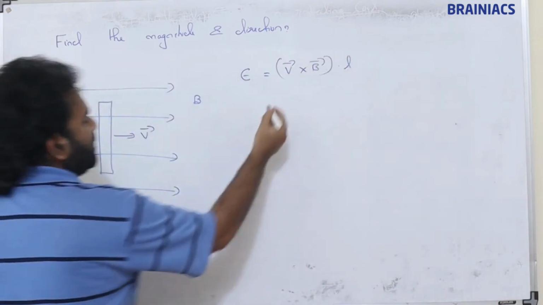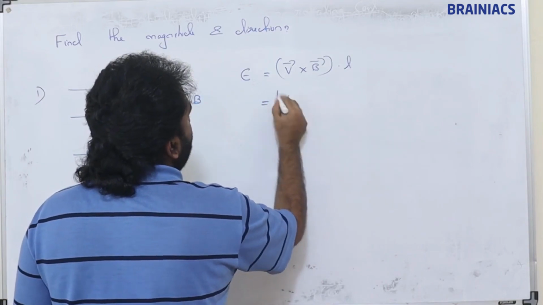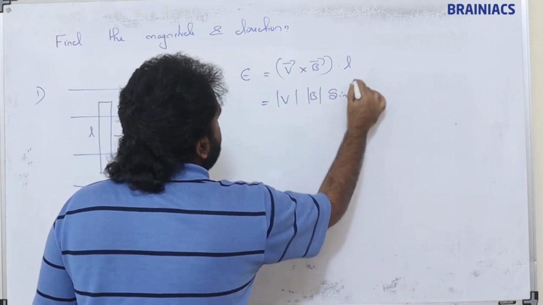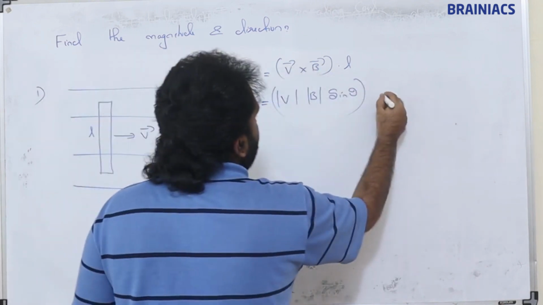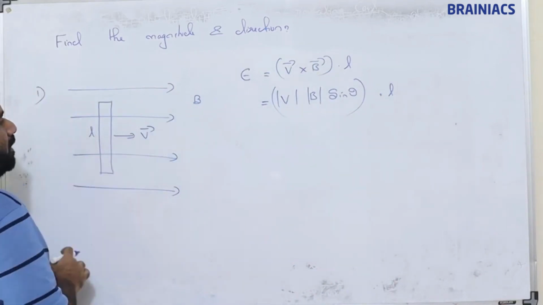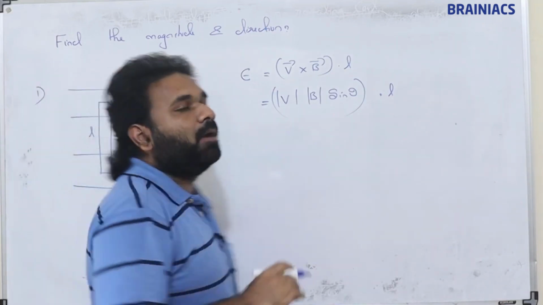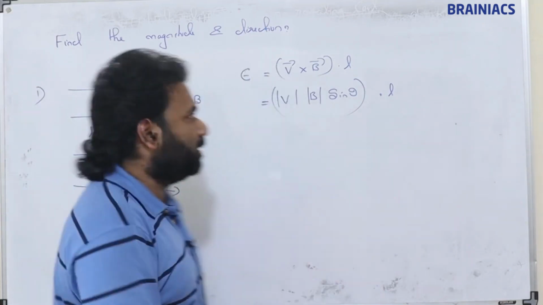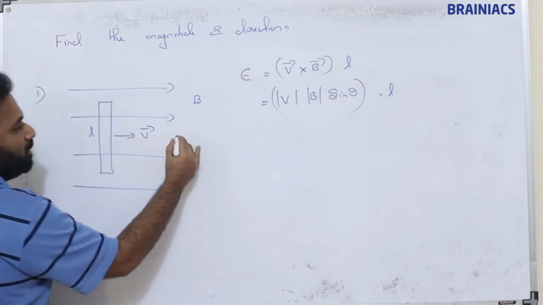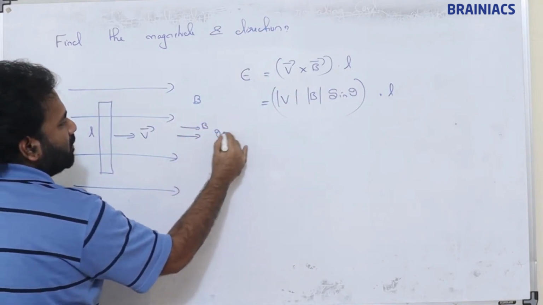So our formula is V cross B dot L. What is V cross B? The magnitude of V, magnitude of B into sin theta, and dot the L vector. V is moving in this direction, the magnetic field is in this direction. What is the angle between the velocity vector and magnetic field vector? That is what we have to put here. The velocity is in this direction, the magnetic field is also in this direction, so theta is what?